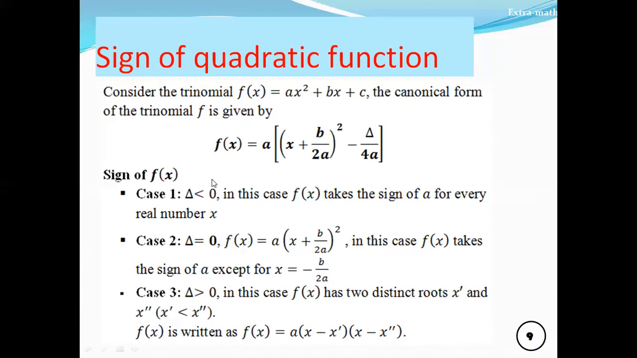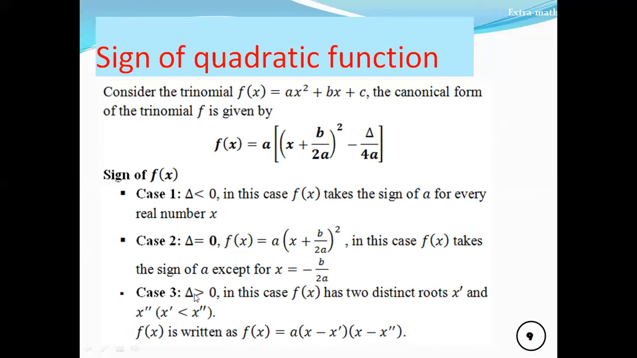Case 1, if delta is negative, then f will have no real roots. Then f and a will be of the same sign. Then if a is negative, f will be negative for every real number x. And if a is positive, f will be positive for every real number x. Case 2, if delta equals 0, then f can be written as a times (x plus b over 2a) all squared. Then f and a will have the same sign, except at x equals minus b over 2a, because f will be equal to 0.